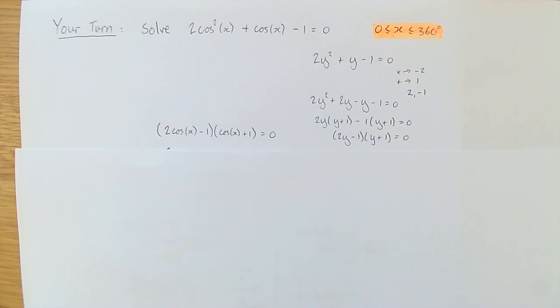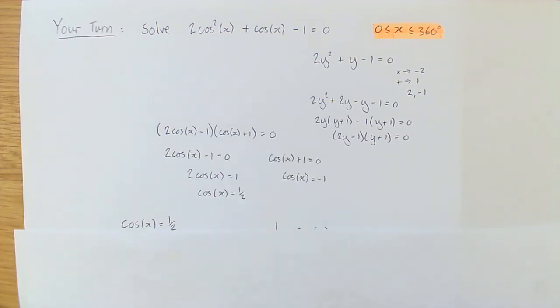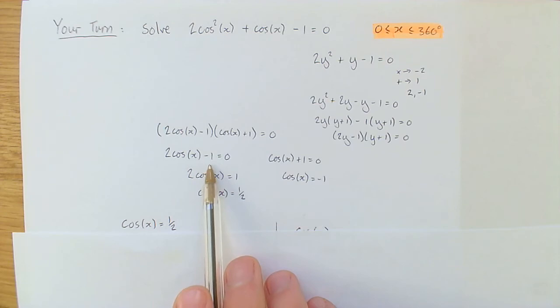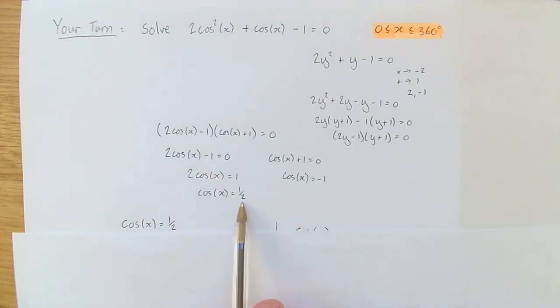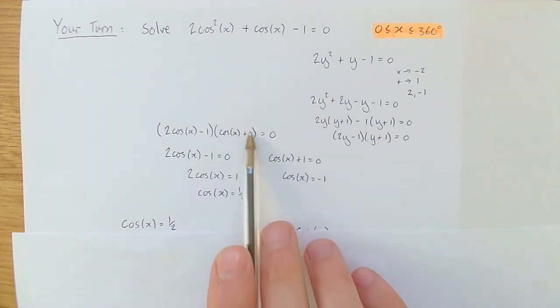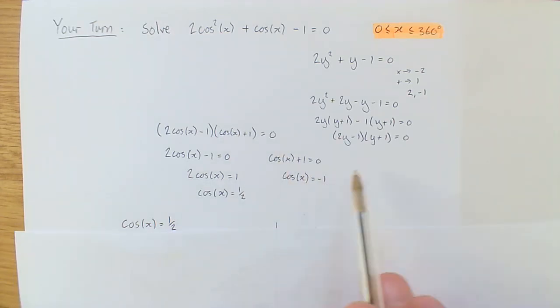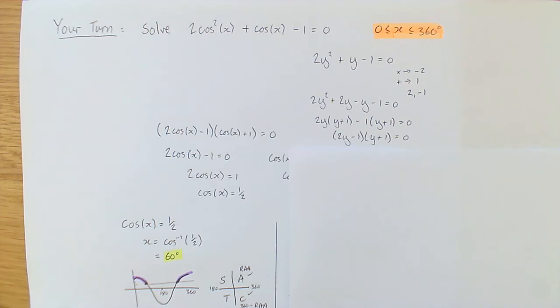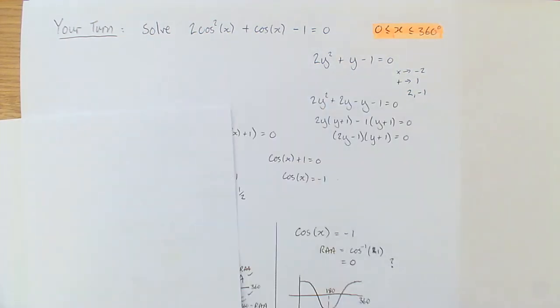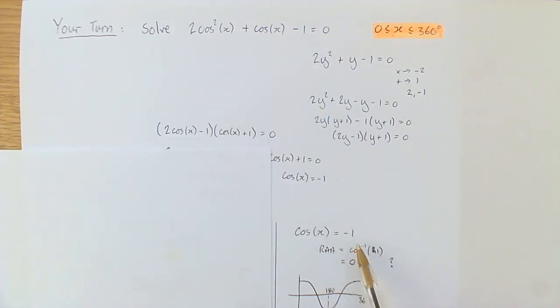Because that equals 0, we get two possible equations. We either get 2 cos of x minus 1 equals 0, and that gives us cos of x equals a half, or this one here gave us cos x equals minus 1. Well, let's solve each of those. Solving cos of x equals a half, it's actually an exact value. You get 60 degrees out, and then using CAST or your graph, the other angle was 300 degrees. This one does have solutions. So unlike my first example, this does have solutions for this.